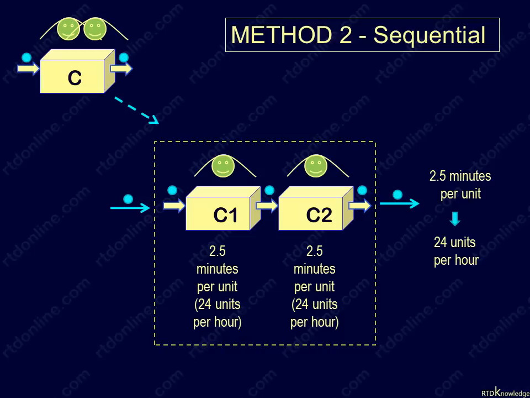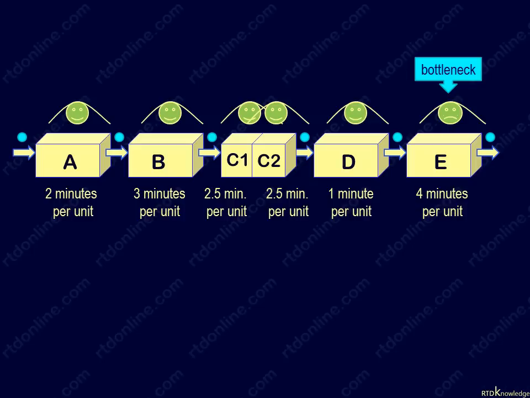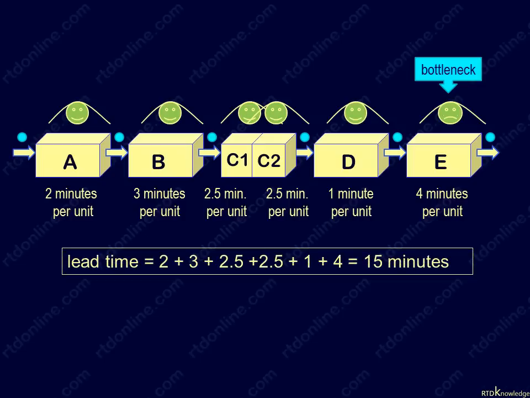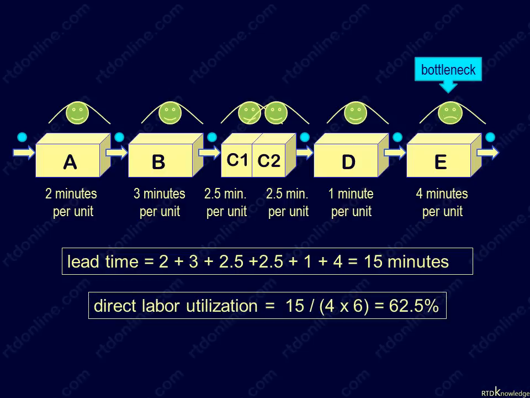You may have noticed in both methods, each unit will still undergo 5 minutes of processing in Workstation C, just like before when it had 1 operator. The workstation lead time is not affected by the number of its operators. This process of constant lead time becomes clearer if we redraw our process using Method 2. Notice that every unit will still have to go through 15 minutes of processing even after we added an operator to the process. Though lead time is constant, utilization can improve by adding manpower.